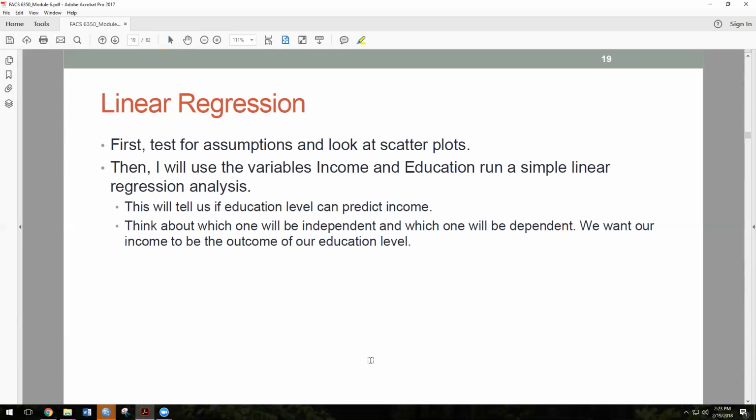Then I'm going to use the variables of income and education to run a simple linear regression analysis. So what I want to know is if education level can predict my income. So which one is going to be independent and which one is going to be dependent, if I want my income to be the outcome of my education level.